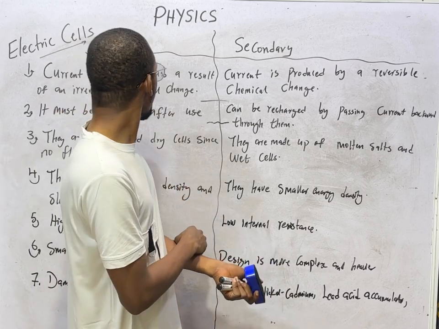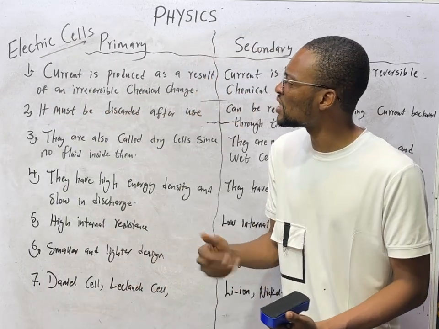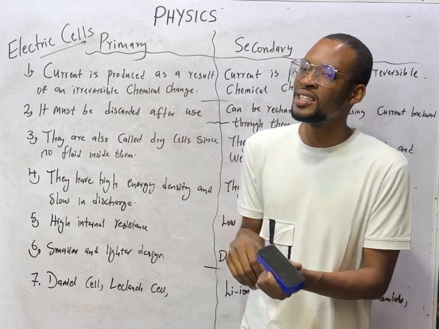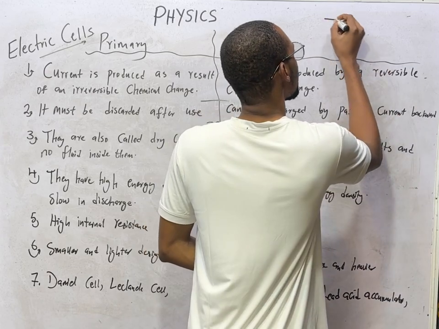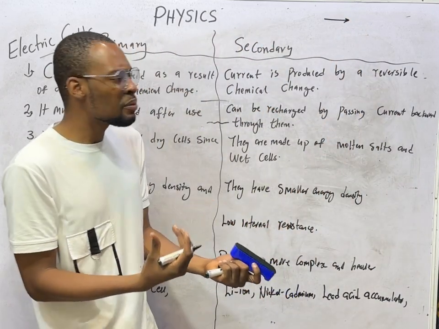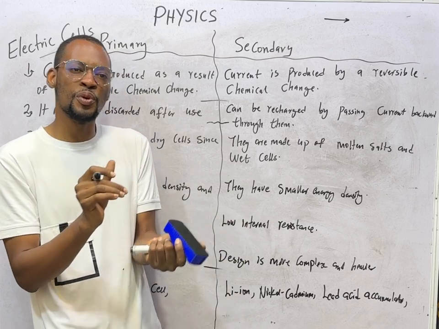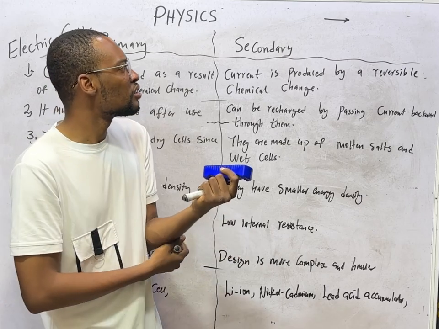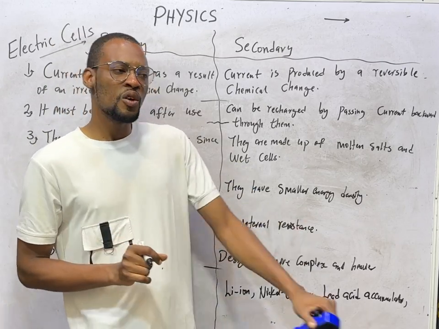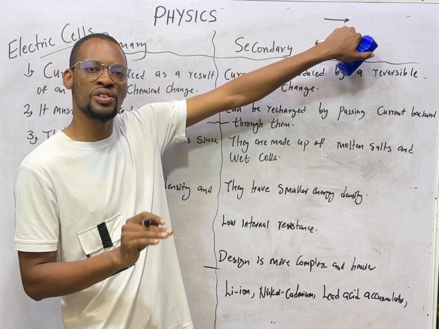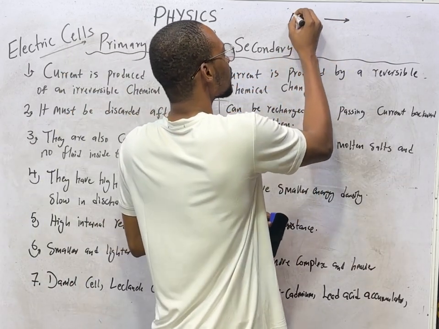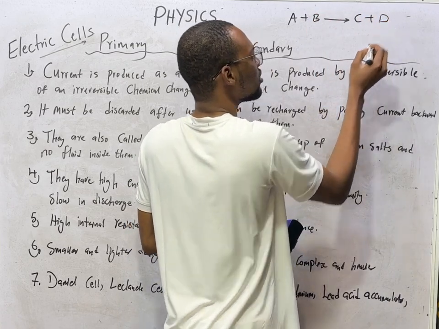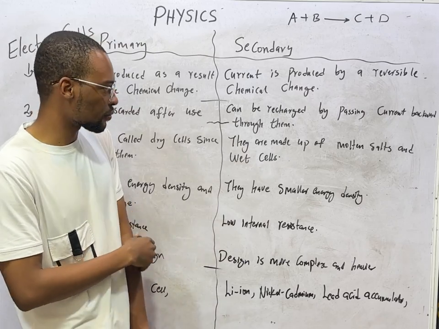So for primary cells, the process that gives birth to them is an irreversible chemical change. So a change that cannot be reversed, which means it takes place in only forward reaction. Under chemical equilibrium and Le Chatelier's principle, I explained the concept of irreversible reaction, that is chemistry now. I said that before then, only forward reactions were known, straight reactions. They would say, if A reacts with B, it gives C and D. This is an irreversible reaction.